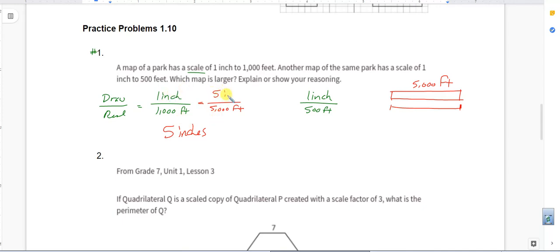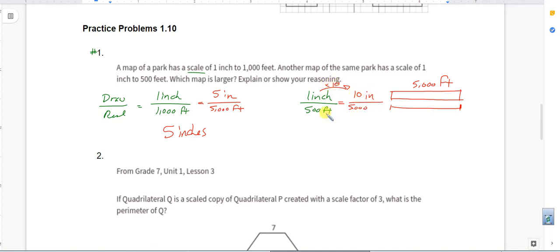So that's pretty straightforward. Now, if I drew it on this particular map over here that is 1 inch to 500 feet, 500 goes into 5,000 10 times. And so if I wanted to draw a 5,000 foot parkway on this map, it would be drawn 10 times longer than 1 inch, which is 10 inches.